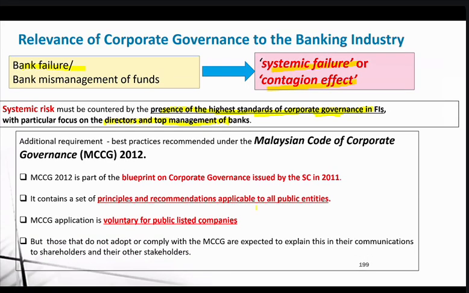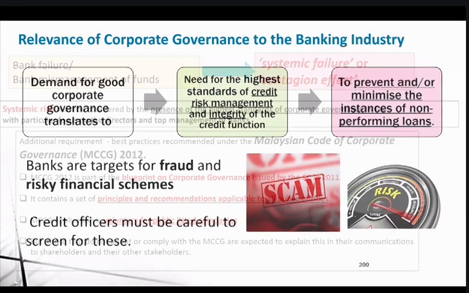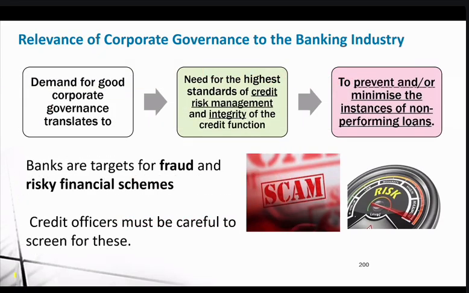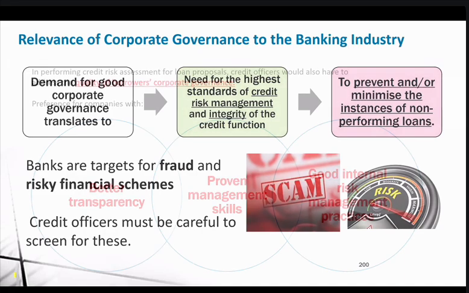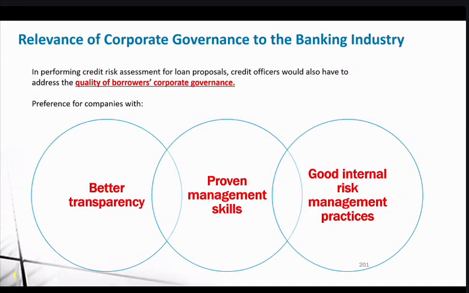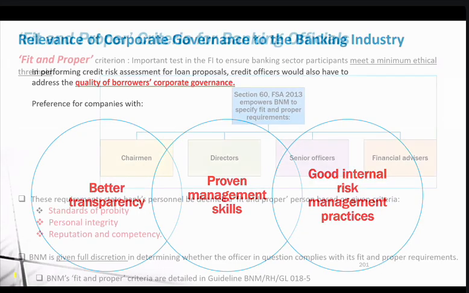So they have what they call MCCG. This is issued by SC. It's for principles and recommendations for all public entities and is voluntary for all public listed companies. And banks are targeted for fraud, risky financial schemes. That's why you got to be careful to check the integrity of the borrowers as well to minimize NPLs. You want to check transparency, proven management skill, and good internal risk management practice.